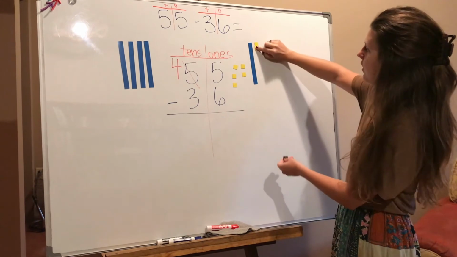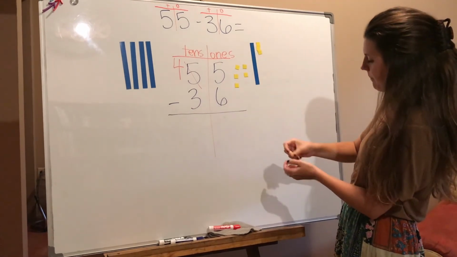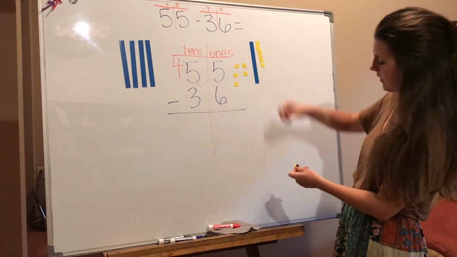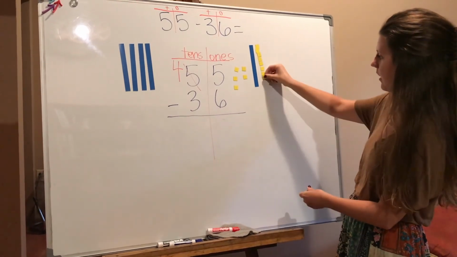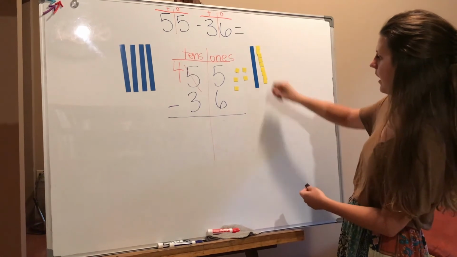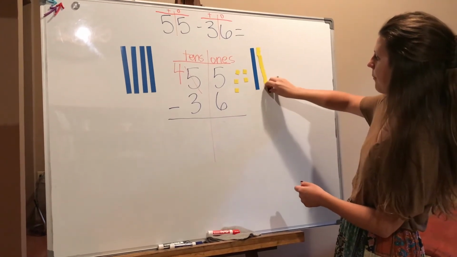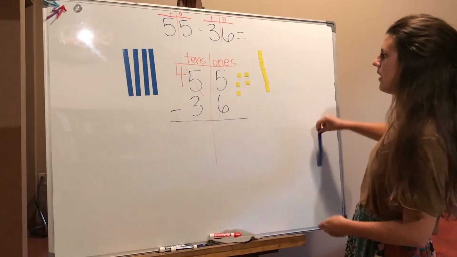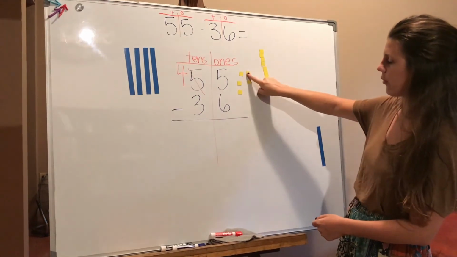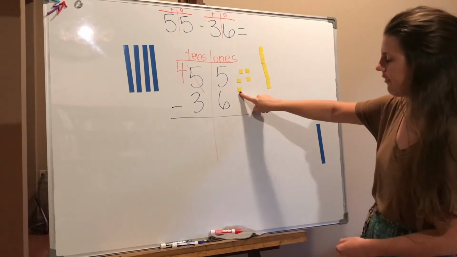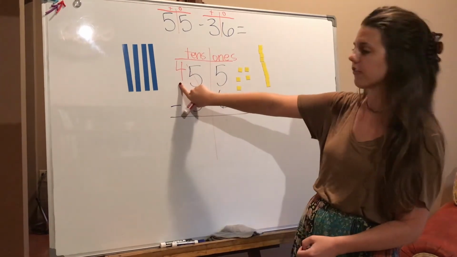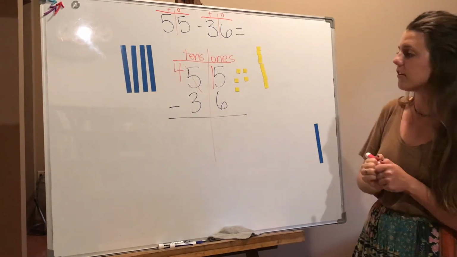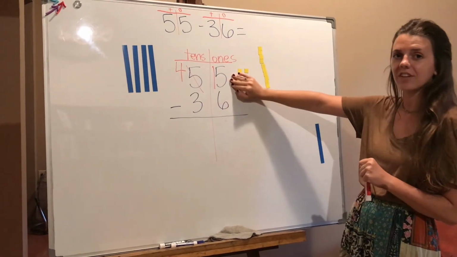1, 2, 3, 4, 5, 6, 7, 8, 9, 10. There we go. Okay. How many do I have now? This is 10, 11, 12, 13, 14, 15. So I take the 1 that I took from here and I put it in front of the 5. Now are we ready to subtract 6 from 15?